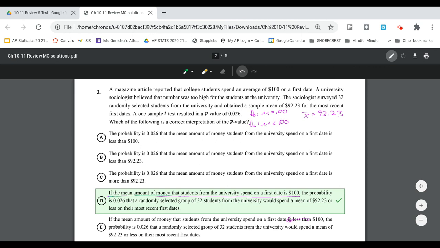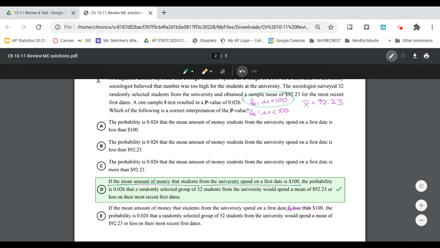So if the mean amount of money is $100, if the Ho is true, remember this is the Ho, 0.026 is the probability that a randomly selected group of 32 students would spend a mean of 92.23 or less on their recent first dates. And E does have an attempt at saying if the Ho were true, but it's not actually saying the Ho. E is saying if the Ha were true, because that's the one that's less than. We want if the Ho is true. We assume the Ho is true in the beginning, and you assume it's true until you prove otherwise.